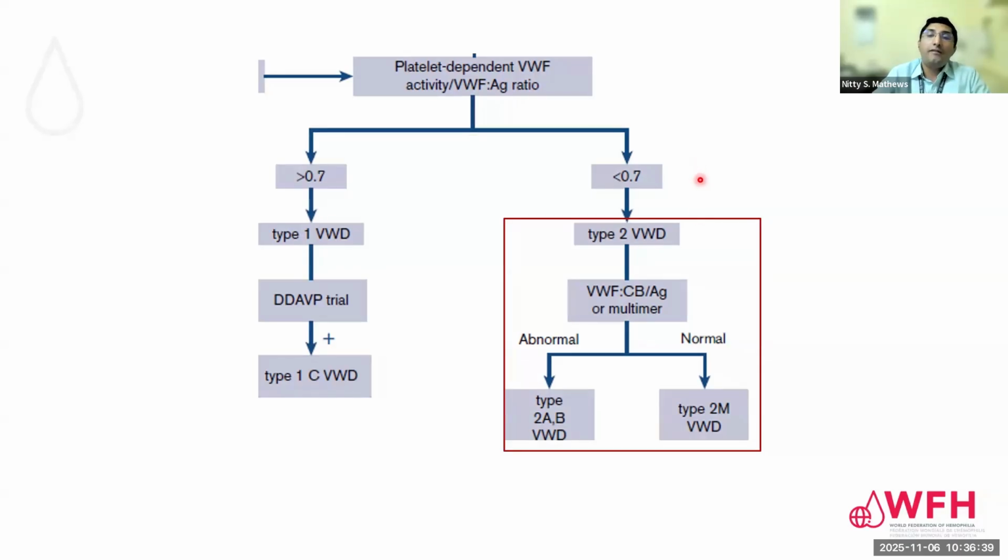And you look at the ratio of this collagen binding to the antigen, or otherwise, if possible, you can do a multimer analysis. Now, if the collagen binding to antigen ratio is abnormal, or again, less than 0.7, then you call it a type 2A, or it could be a type 2B von Willebrand disease. And if it's normal, it's a type 2M von Willebrand disease.